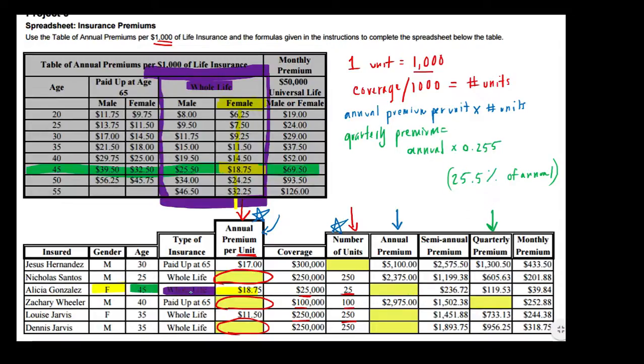So again, to summarize, to find annual premium per unit, use the table, use these three pieces of information to find the box that satisfies the gender, age, and type of insurance, and that'll tell you their annual premium per unit. Next, you'll find the number of units by taking their coverage and dividing by 1,000. Once you have annual premium per unit and number of units, multiply them together to get your annual premium. To find quarterly premium, just take annual premium and multiply by 0.255.